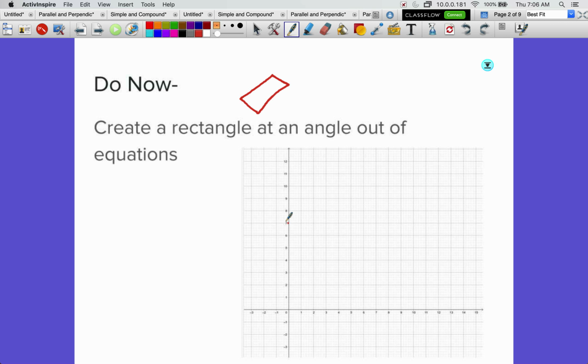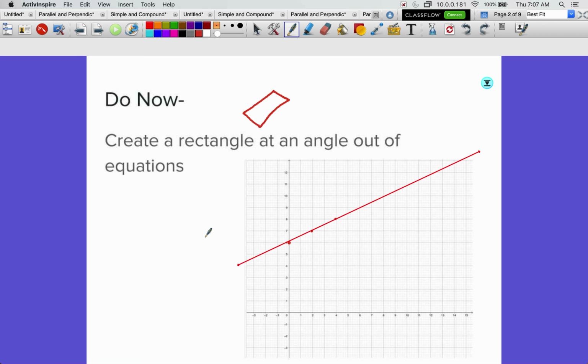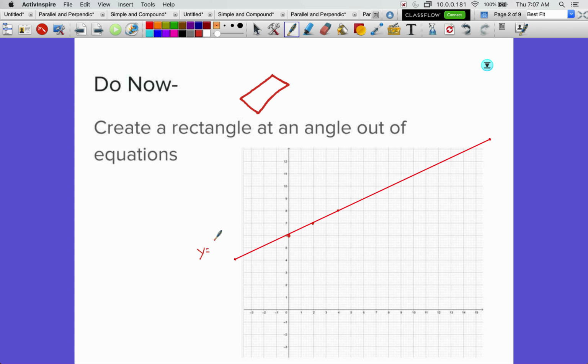So I can start with any line. So maybe I'll pick a y-intercept of 6 and a slope of 1/2. That makes it really easy to write the equation of this line. All right, that right there is the line of y equals 1/2 x plus 6. Now rectangles have two sets of parallel lines, so I'll need another line parallel to this one, and if it's going to be parallel, it has to have that same slope.